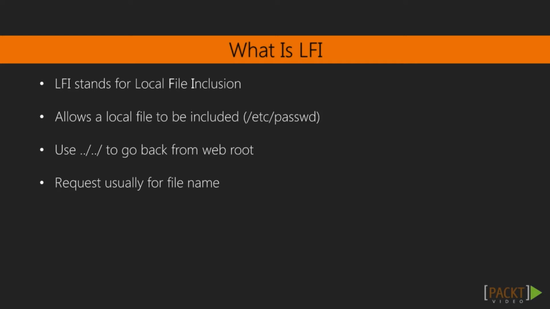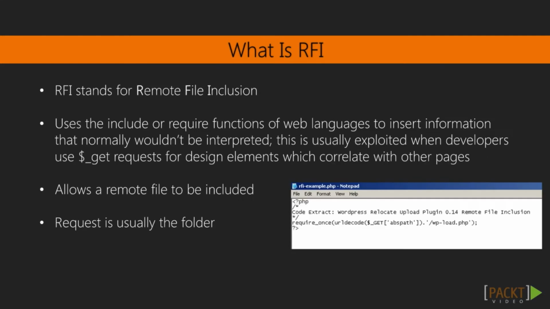So for example, I've put in brackets here the password file that potentially you could grab to use in various ways. And the third bullet point, using ../ to go back from the web root, will become clearer, but we can navigate our way around the file system by using these to find files potentially. The request is usually for a file name, unlike RFI, which is a folder.